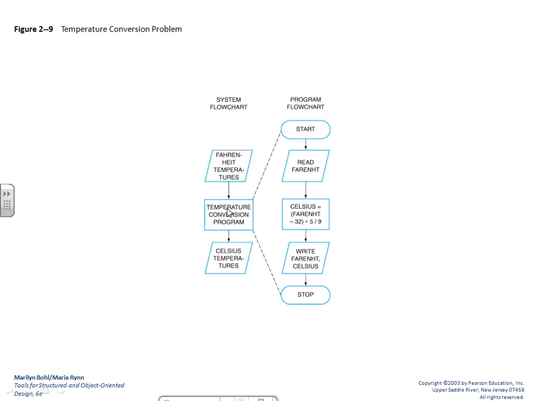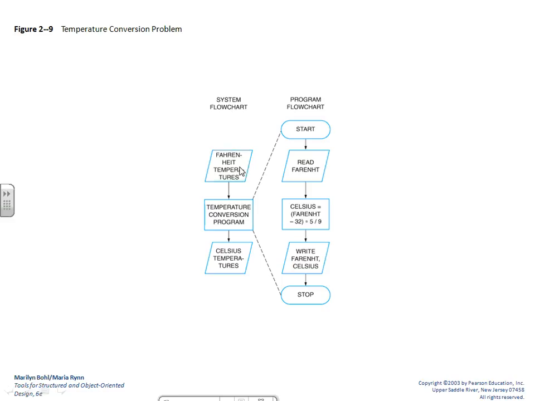This again shows system flowchart versus program flowchart side by side. As you see, system flowchart shows only input, process, output, and then this process is going to be presented by a program flowchart that shows in full details what we have to do for this process, or for this module, or for this program.